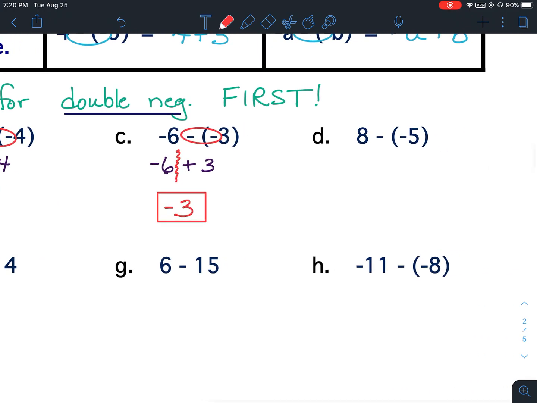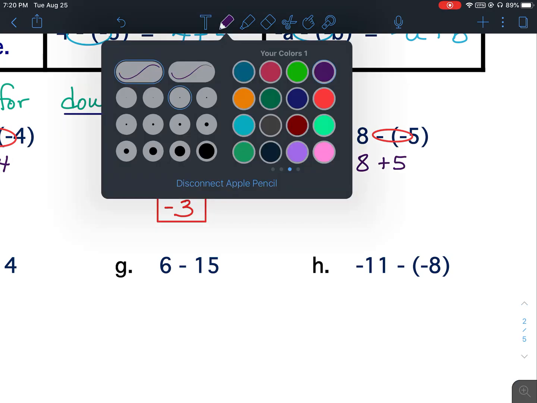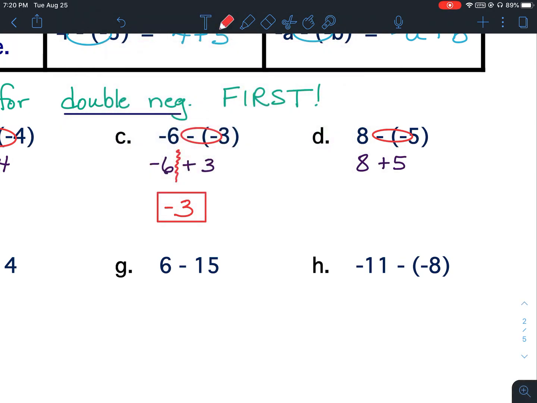For D, look for double negatives first. I've got 8 minus -5, so I have a double negative. Double negatives need to be rewritten as positive. So the 8 doesn't change. It was positive, it stays positive, and then the double negatives become positive as well. So I've got a +8, a +5. Add them together. 8 plus 5 is 13, and they're both positive, so it'll stay positive.